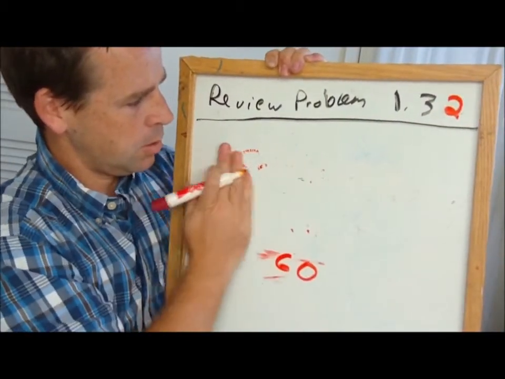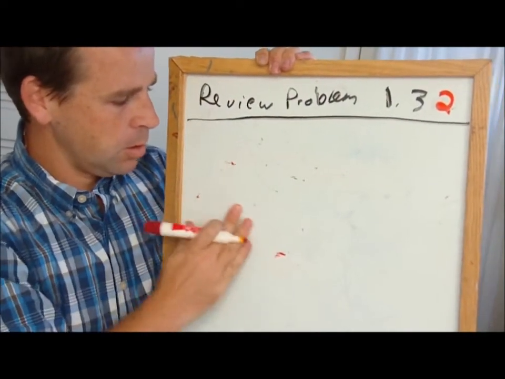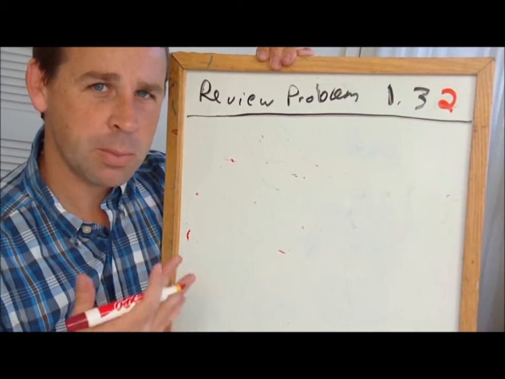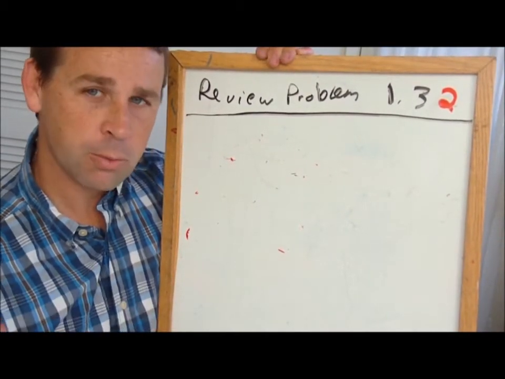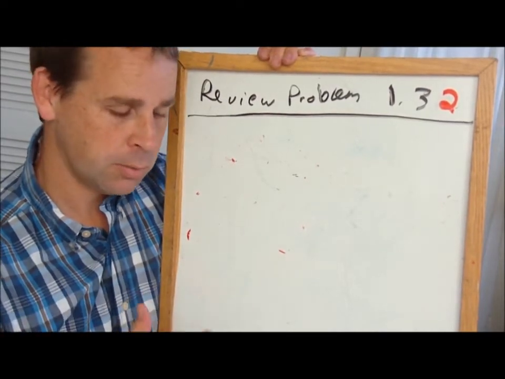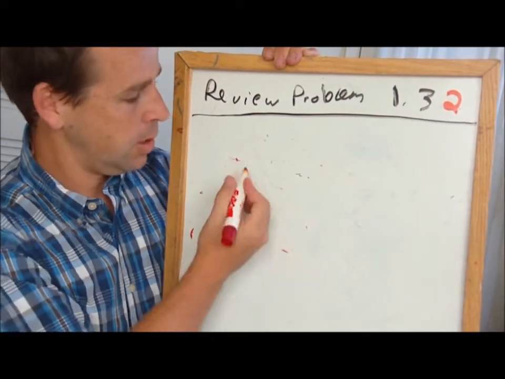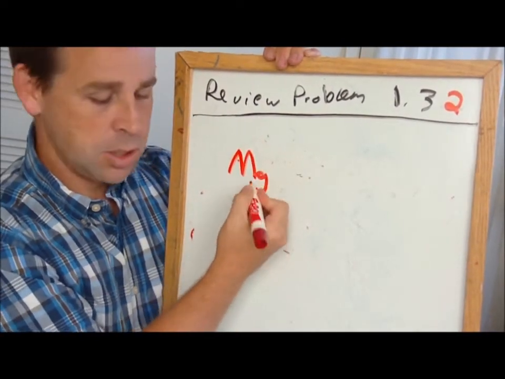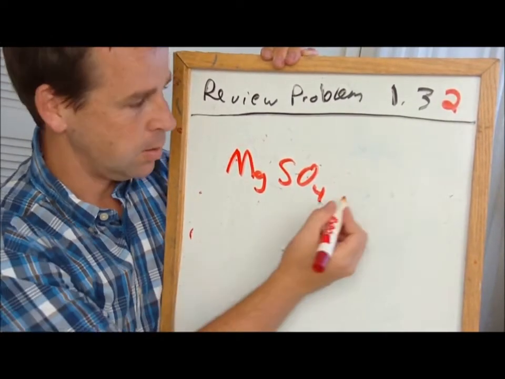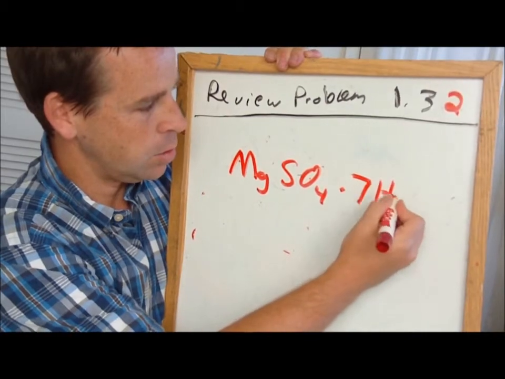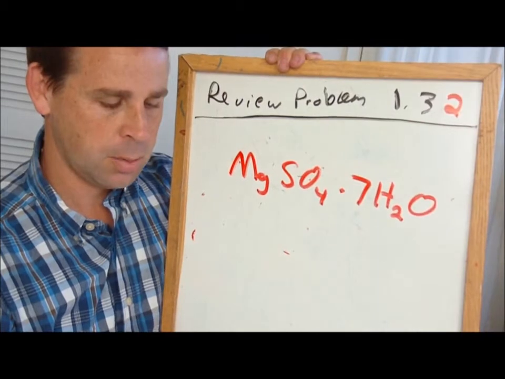It says Epsom salt is a hydrate. Now, a hydrate is a chemical that wasn't completely dehydrated when it was made, and so it has some water molecules, a number of water molecules per formula unit of that chemical. So Epsom salt is a hydrate of magnesium sulfate, and it gives us the formula: MgSO4, where Mg is magnesium and SO4 is the sulfate, and there are 7 H2Os. So this is the hydrate form of the compound.